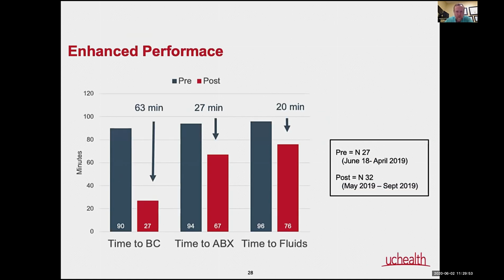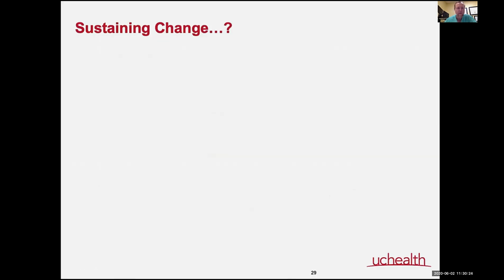So here's some of the operational data from our program. The gray columns here represent data pre-virtual sepsis, and the red columns are post. What's important here is that we're able to deliver the sepsis care faster. Time to blood cultures is more than an hour faster, time to antibiotics about 30 minutes faster, and time to fluids, when appropriate, is about 20 minutes faster as well.